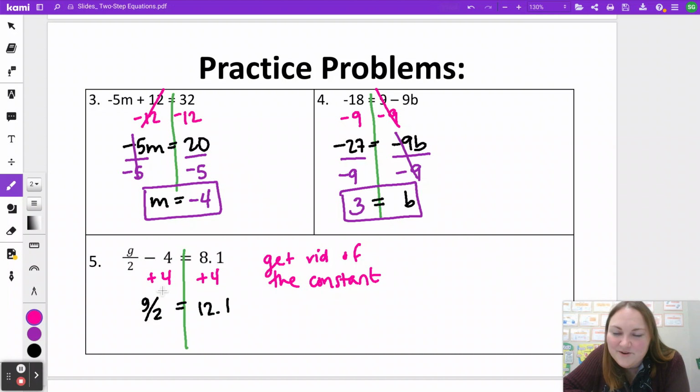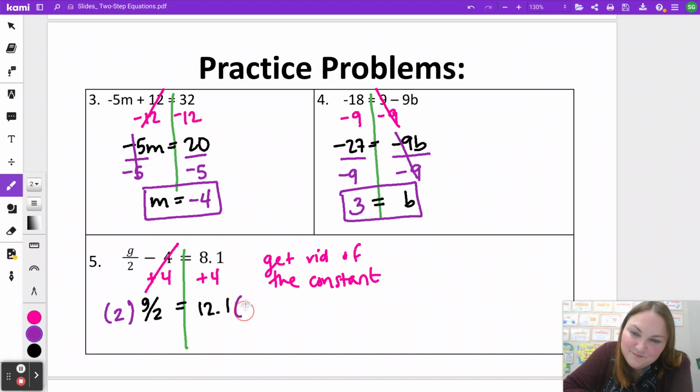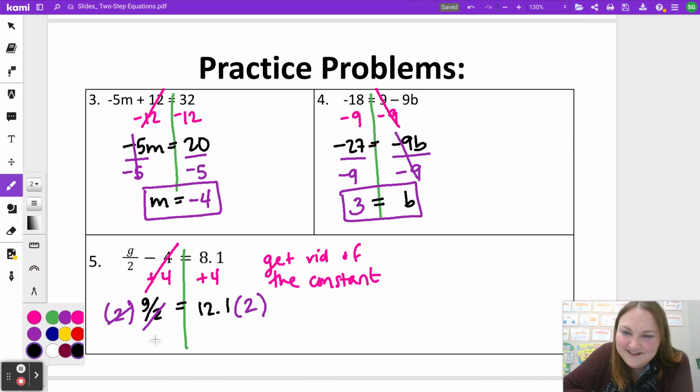Negative 4 plus 4 equals 0, so those have canceled out. And so I get my new equation, g divided by 2 equals 12.1. It looks different from these others, but you saw equations like this yesterday in our one-step equations. This is division, so I need to do the opposite, which is multiplication. I'm going to multiply both sides by 2. That gets rid of my dividing by 2. And so we get g all by itself over here on the left side. And then on the right side, 12.1 times 2 gives me 24.2.